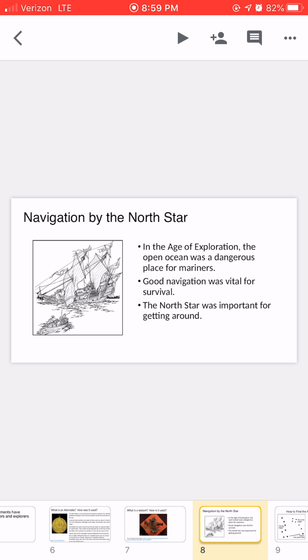So, navigation by the North Star. The age of exploration, the open ocean was a dangerous place for mariners. Good navigation was vital for survival, and the North Star was important for getting around.